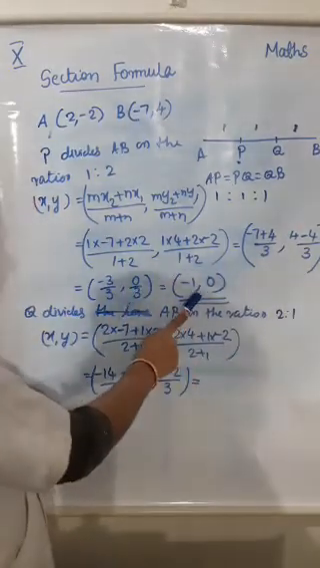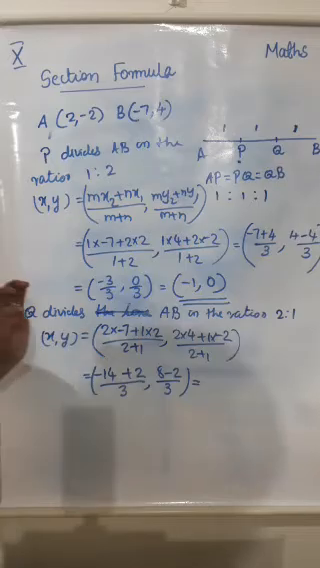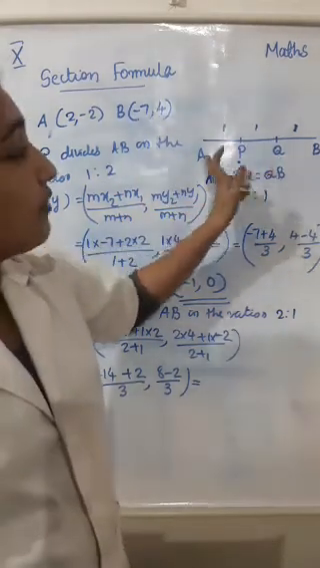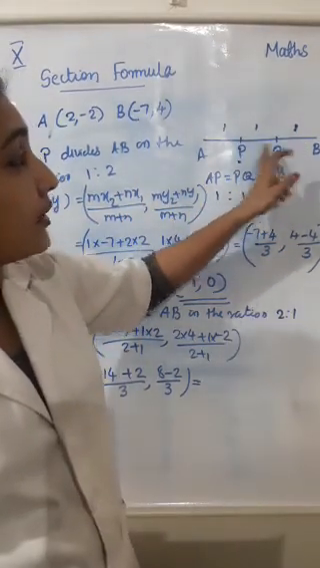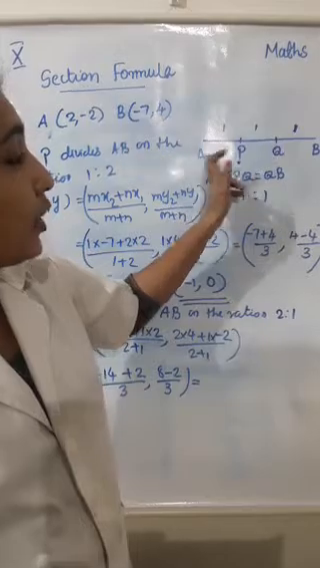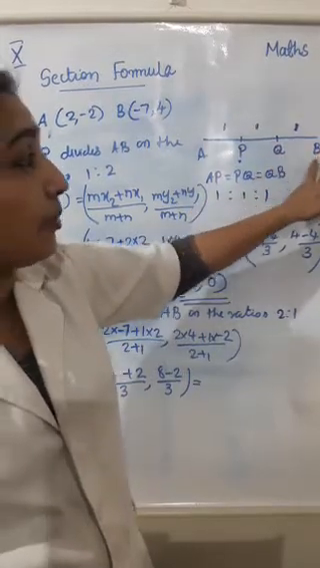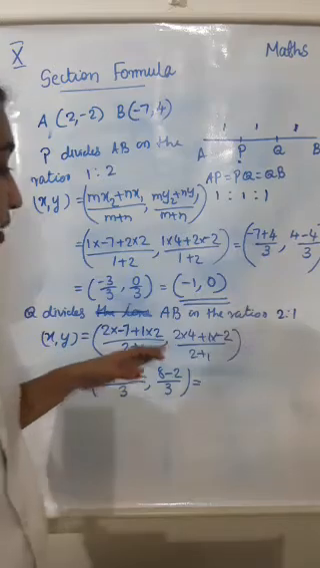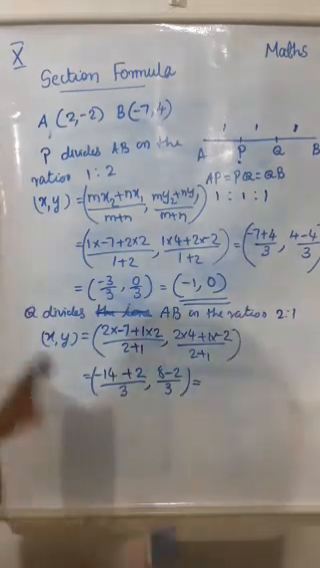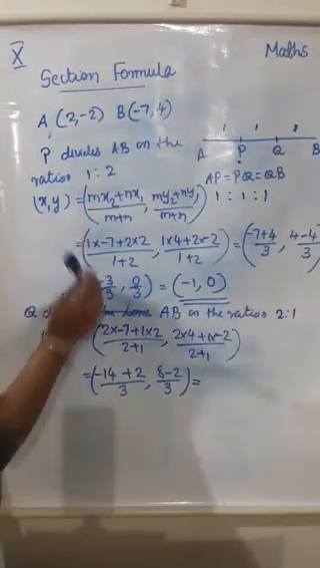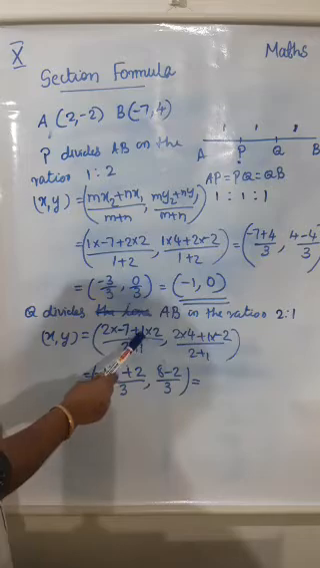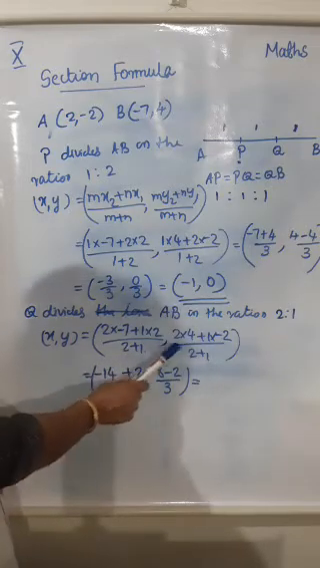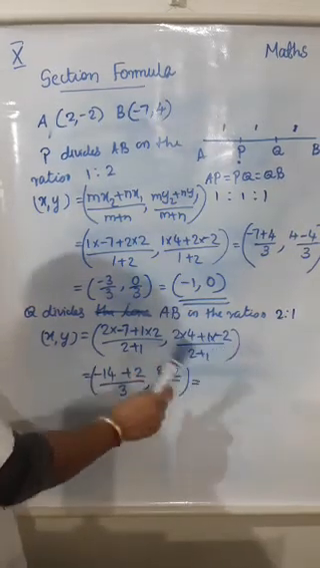Then the point is (-1, 0). Similarly, the point Q divides the line segment AB in the ratio 2:1. The part AQ is 2, the part QB is 1. So the ratio is 2:1. Here m is 2 and n is 1. Using the section formula, (2 into -7 plus 1 into 2) by (2 plus 1), (2 into 4 plus 1 into -2) by (2 plus 1).